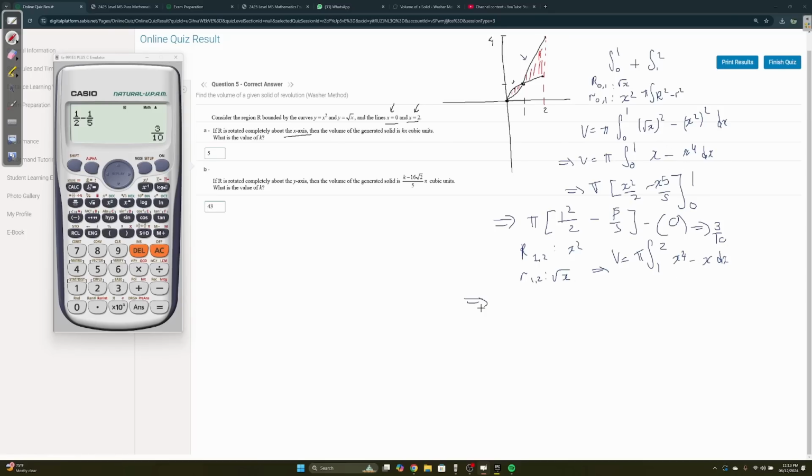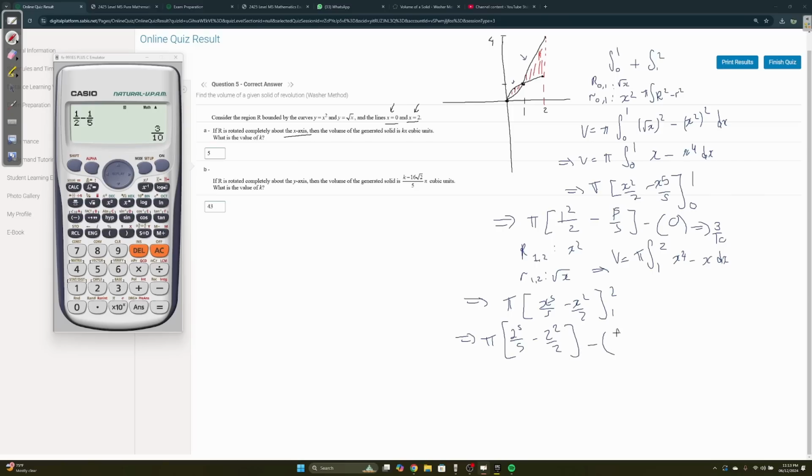Okay, so integrate this, you're gonna get same thing as before. Pi, open brackets, x to the power 5 over 5 minus x squared over 2, in between bounds 1 and 2. Now substitute, it's gonna be pi, 2 to the power 5 over 5 minus 2 squared over 2.